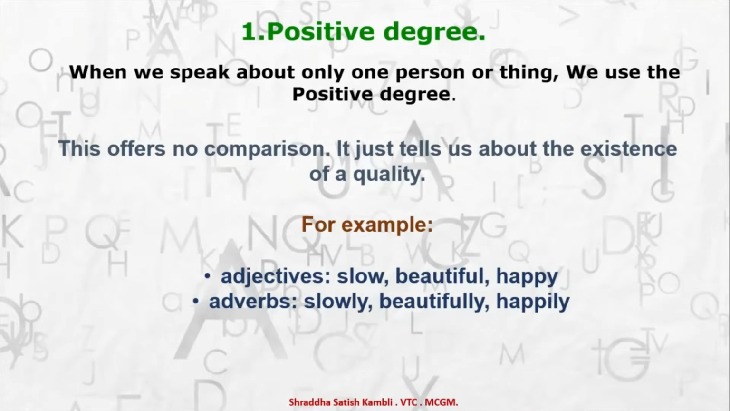And for adverbs, the snail moves slowly. So I'm talking only about the snail here. There is just one noun here, the snail. I'm not comparing the snail with some other animal. So this is how the positive degree of comparison can be understood.